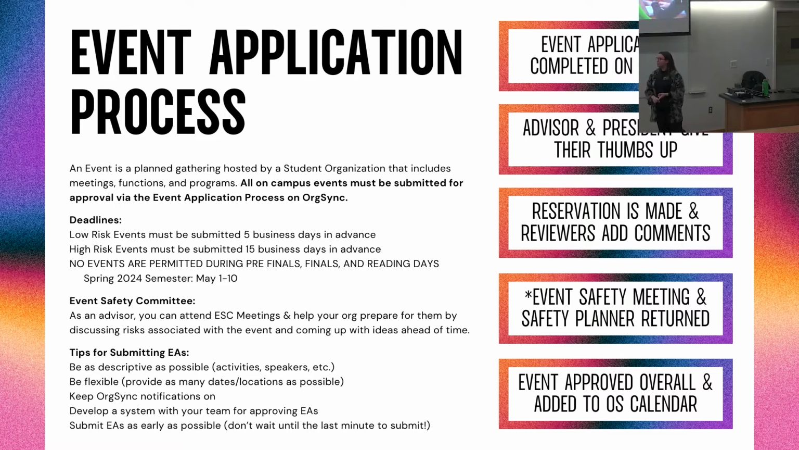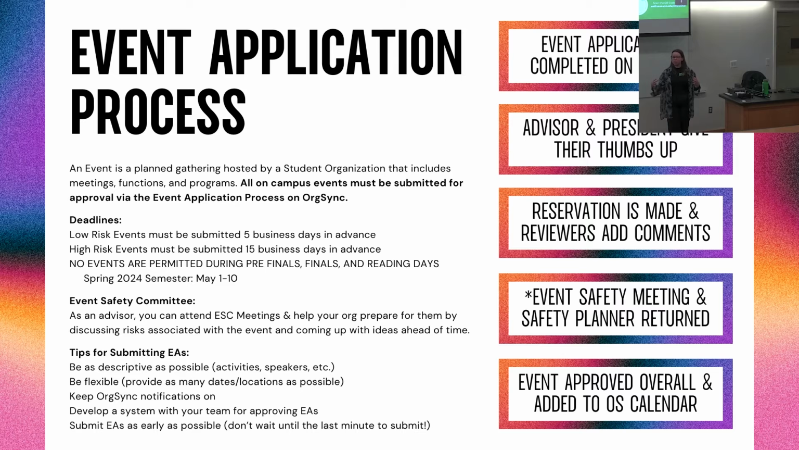And then for high risk events, the deadline is 15 business days in advance, just to make sure that all of the necessary campus partners, whether that be the police department, UNT risk management, youth protective services, insurance, etc., are able to address the event application and take care of any contracts or anything else that needs to be taken care of.